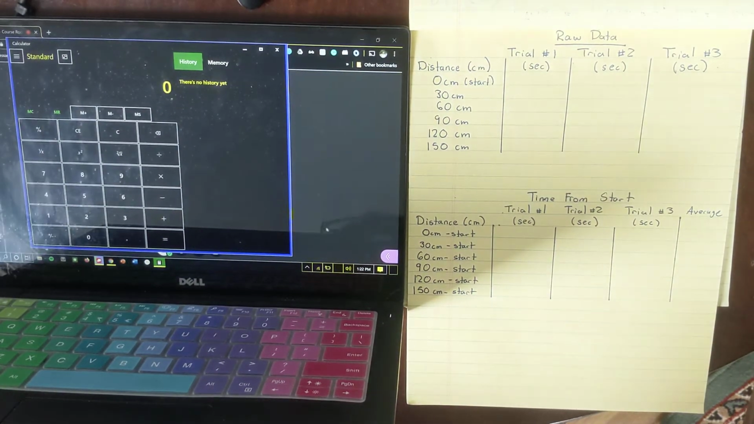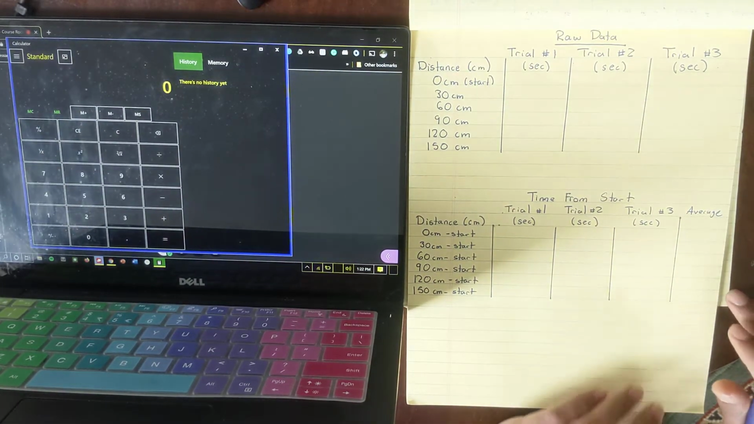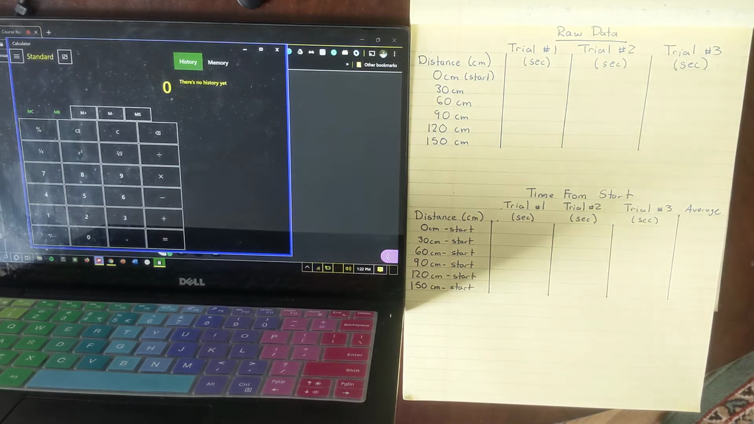Good afternoon, physics class. Today we're going to be working with constant velocity and learning how to calculate that graphically and algebraically over the next few days. The way we're going to do that is we're going to start with a lab.